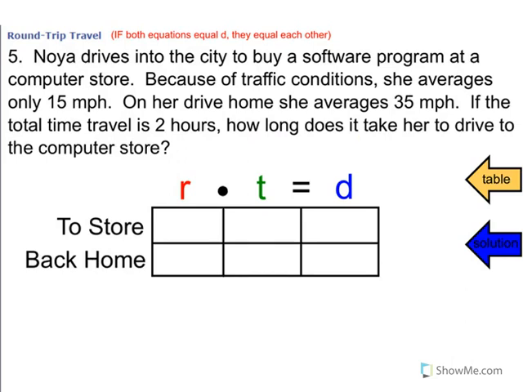If we look at this last one, it says Noya drives into the city to buy a software program. Because of traffic conditions, she averages only 15 miles per hour there. On her way home, she averages 35. We know their distances are the same here because it's a round trip. So their times can't be the same. So again, I'm going to make the time to get to the store t.